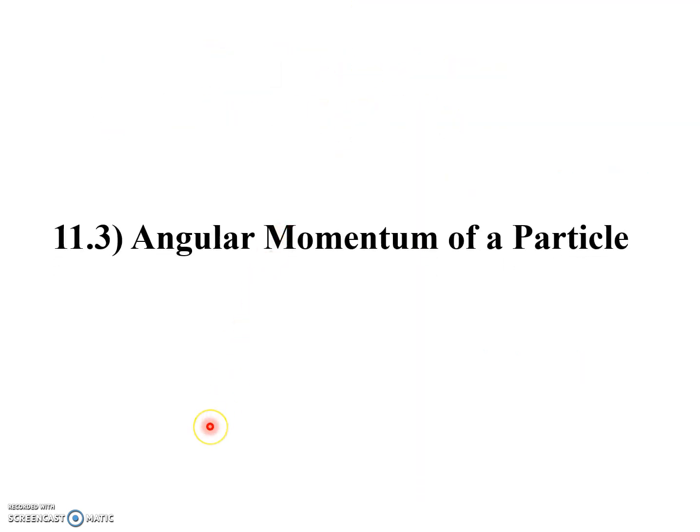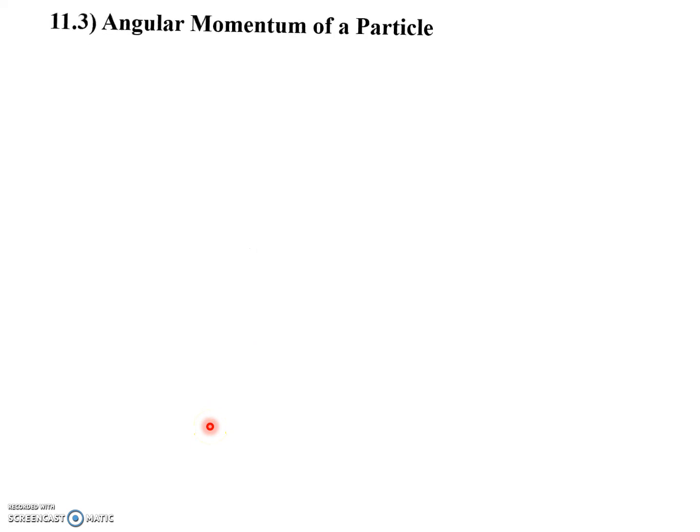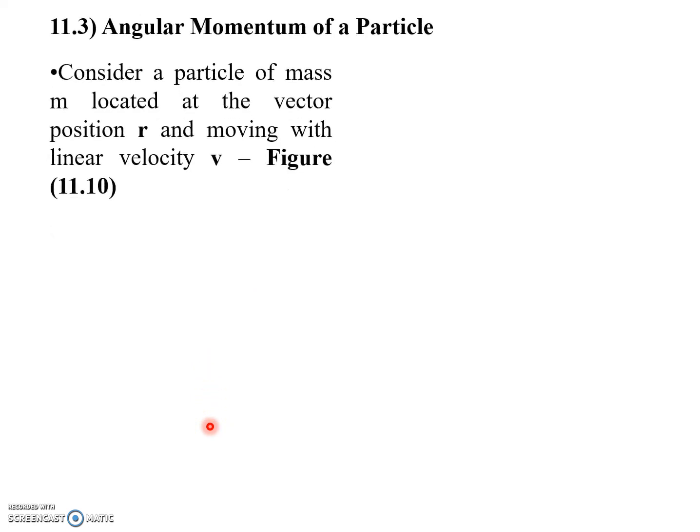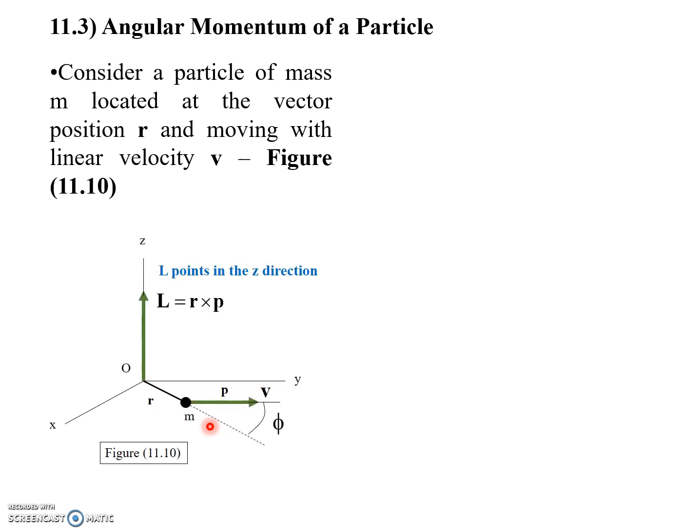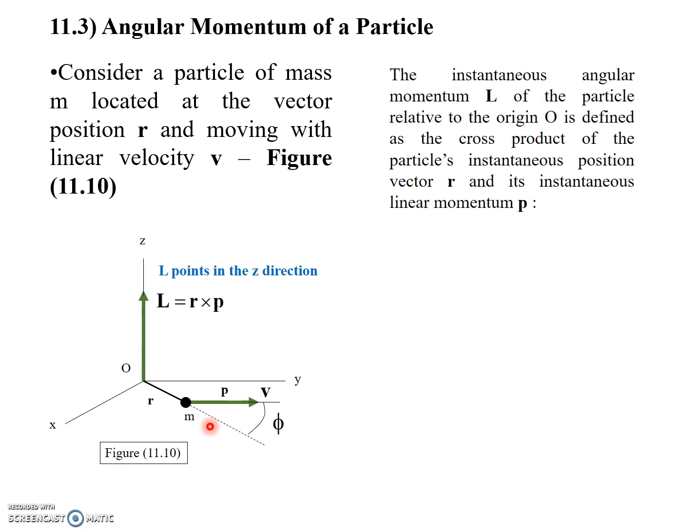Let's look at angular momentum of a particle. So consider a particle of mass m located at the vector position r and moving with linear velocity v, as shown in the figure below. The angular momentum L is pointed in the z direction. The instantaneous angular momentum L of the particle relative to the origin O is defined as the cross product of the particle's instantaneous position vector r and its instantaneous linear momentum p, which can be written as L equals r cross p.